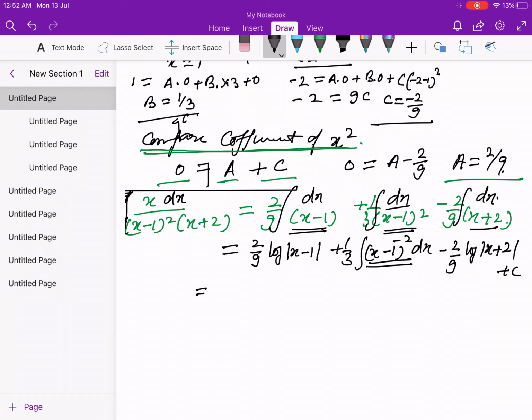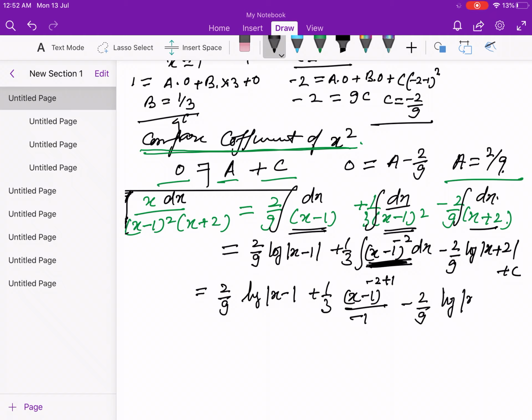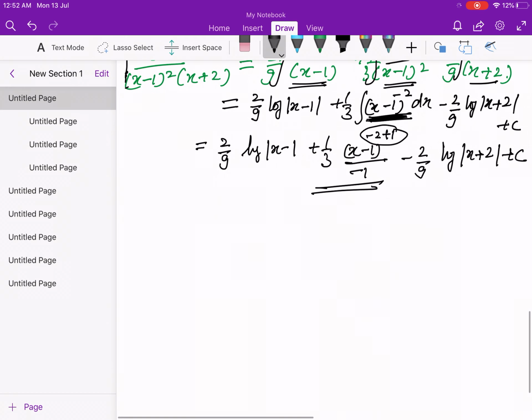So 2 by 9 log of x minus 1 plus 1 by 3. What's the integration of x to the power minus n? x minus 1 is to the power minus 2 plus 1, divided by the power, which is minus 1. Minus 2 by 9 log of x plus 2 and of course plus c. This you can write as positive powers by putting it in the denominator. Now next example.